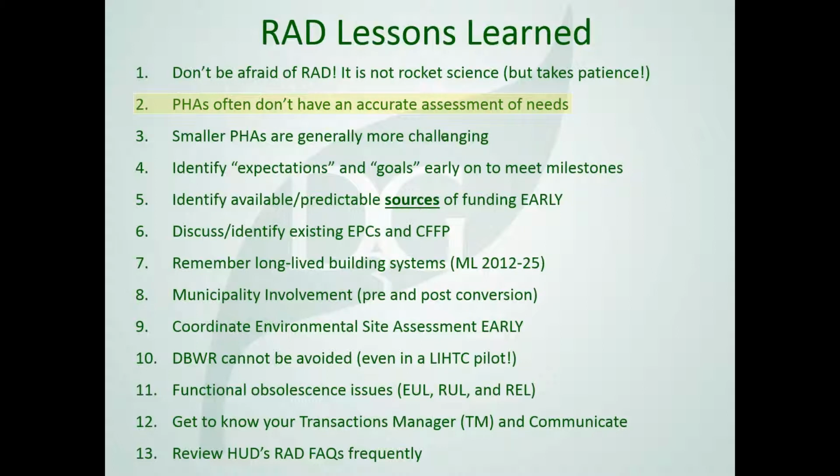Item number 2 is PHAs often don't have an accurate assessment of needs. Some do, some don't. The original 60,000 RAD applicants all had to size their needs in advance of an RPCA. In hindsight, most of those needs were well undersized. We're finding that many of the original adopters of RAD do need much more rehabilitation than they originally thought. And people ask me why.